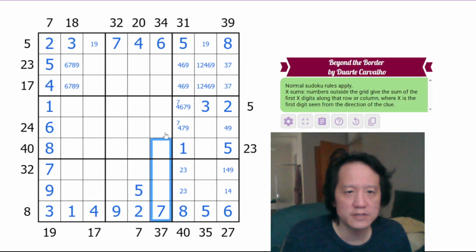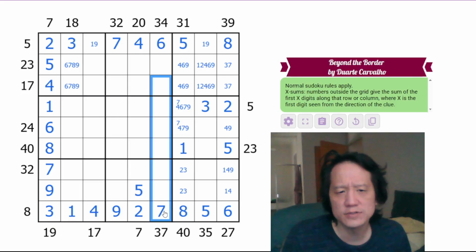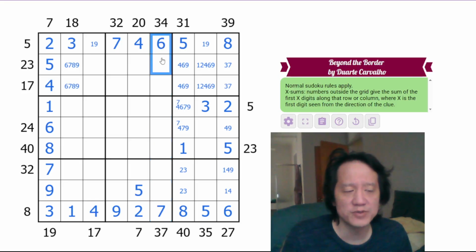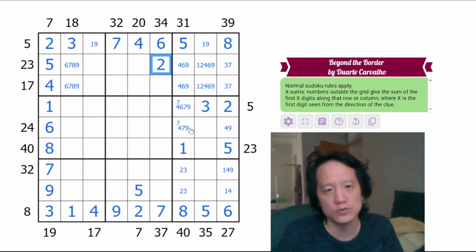So this is 7 digits adding up to 34. So these 7 add up to 34. Sorry, 37. Right, 37. So these add up to 37. Therefore, these two must add up to 45 minus 37, which is 8. So this is 6. Therefore, this is a 2.